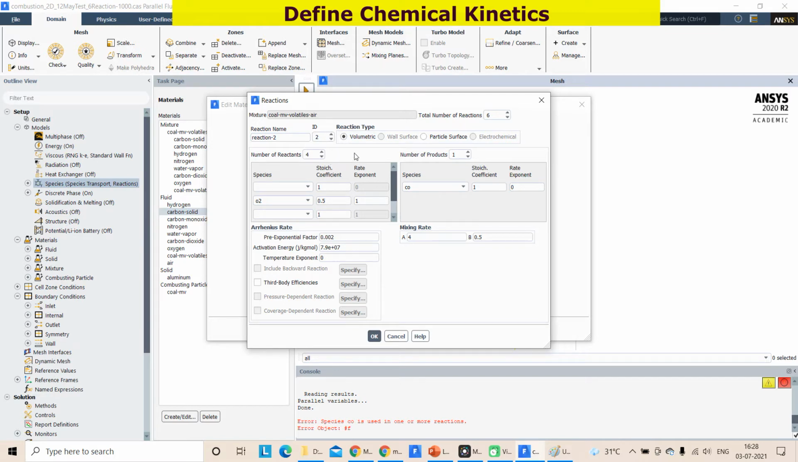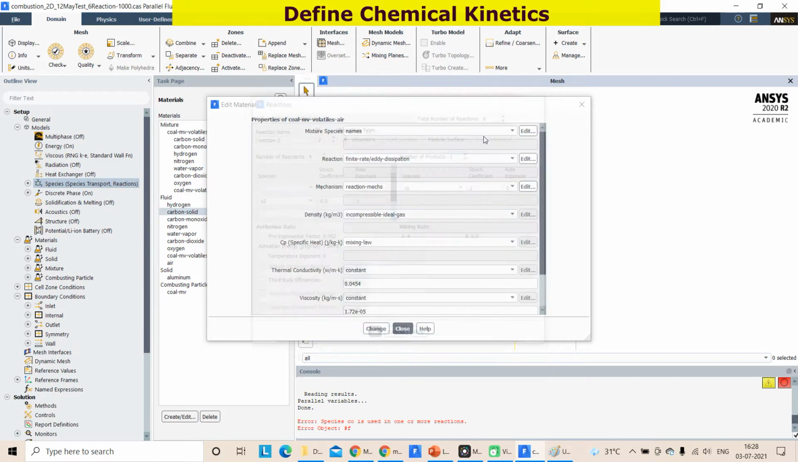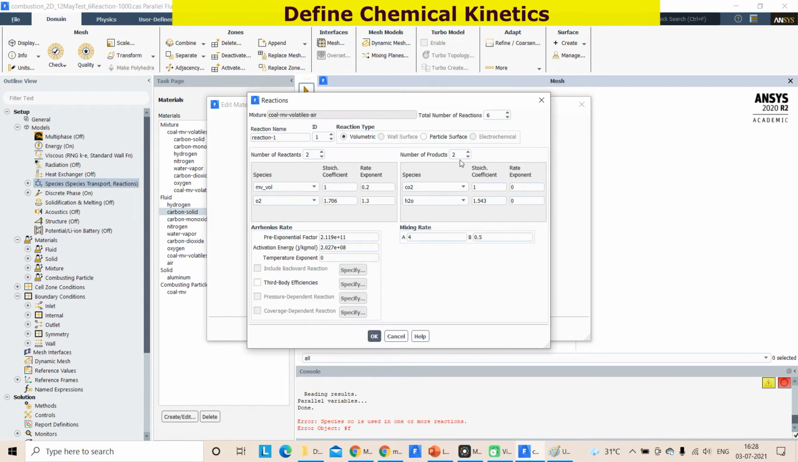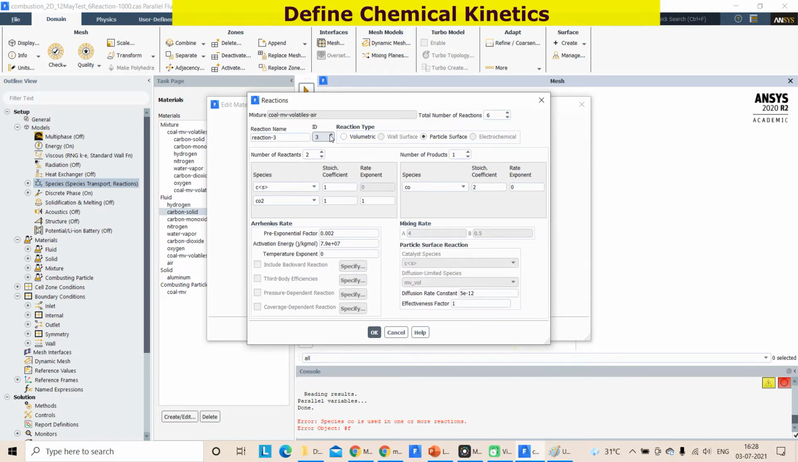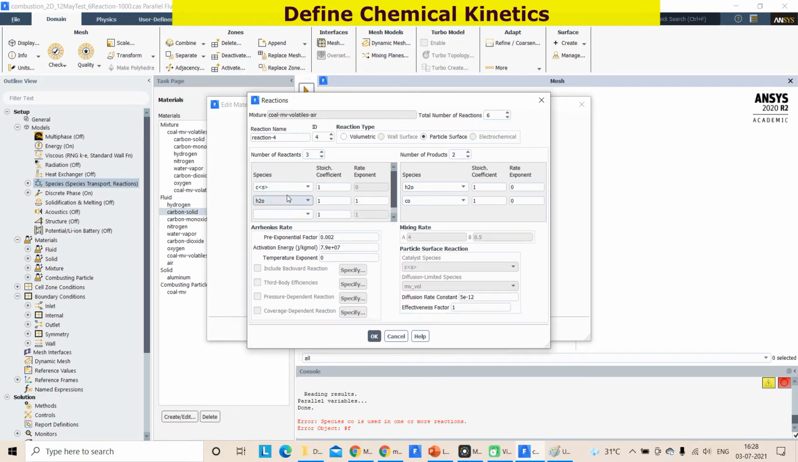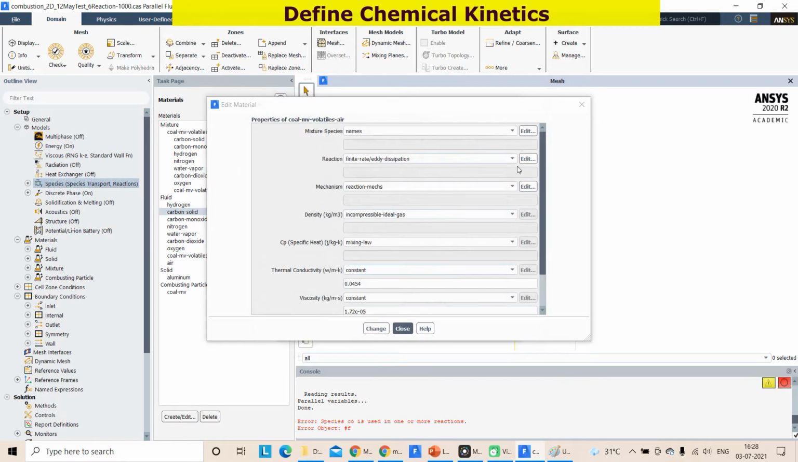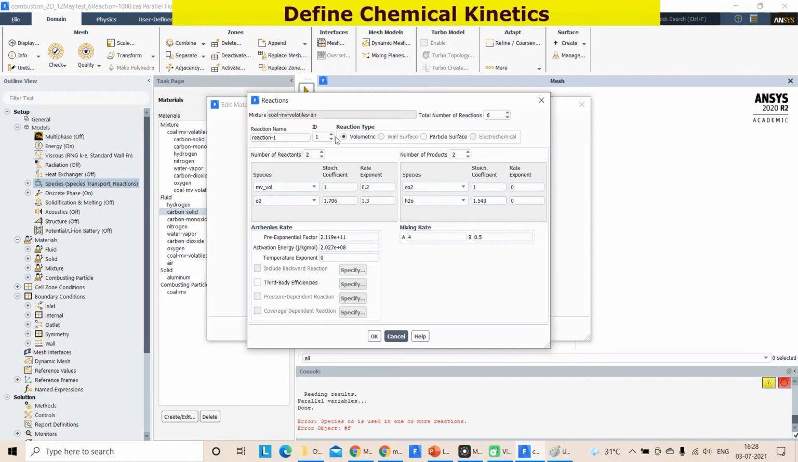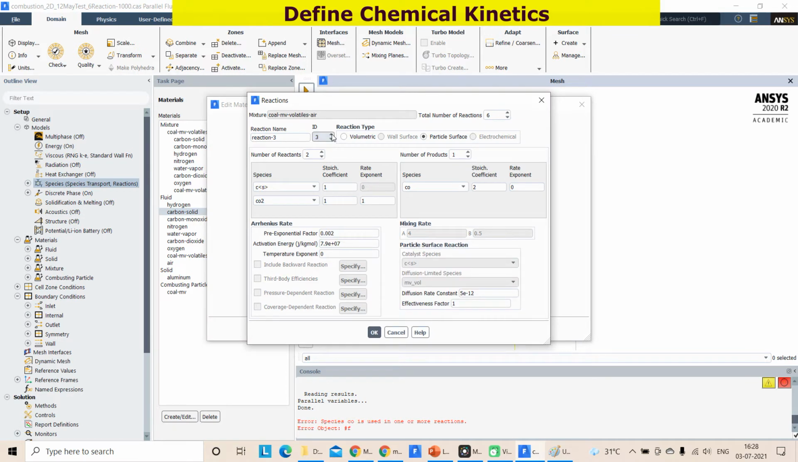There can be a volumetric reaction, and there can be a particle-based reaction. Here carbon solid reacts with CO2, it gets CO. Then carbon solid reacts with H2, gets H2O and CO. Then carbon solid, then we get some reaction. Sorry, this was a mistake. Please ensure that you click on the reaction properly.